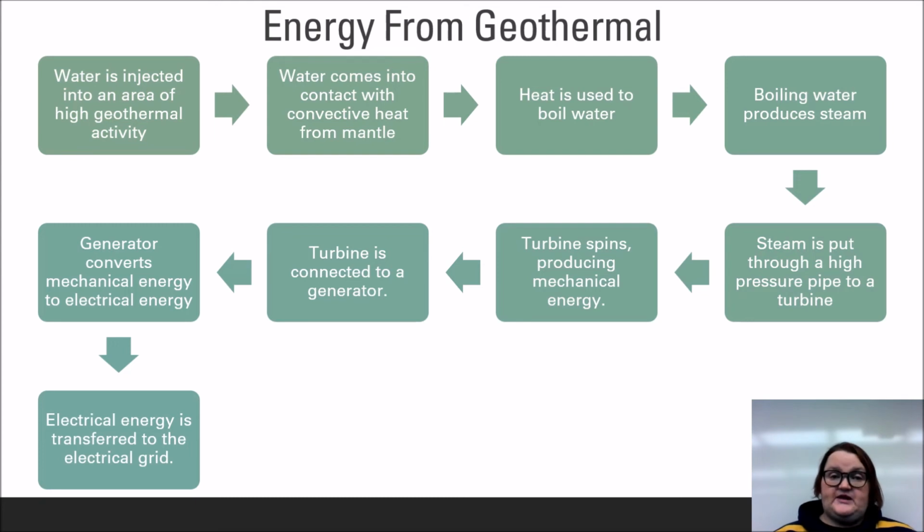The narrow pipe forces the steam under pressure, increasing its force until it is released onto a turbine. The turbine spins, producing mechanical energy. The turbine is then connected to a generator, which takes the mechanical energy and converts it to electrical energy, which can then be released onto the electrical grid.